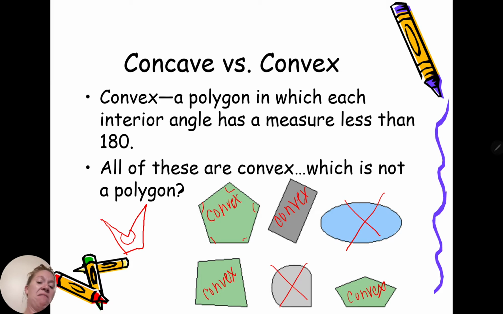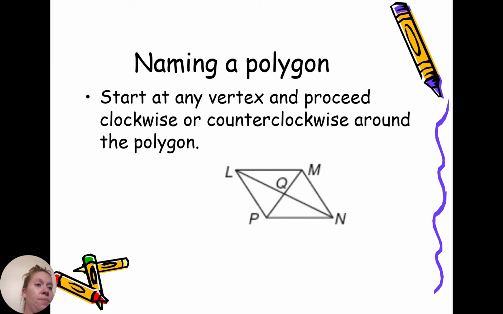Looks like, I don't know, let's say 300 degrees. That is not less than 180 degrees. So this is concave. I like to think of it as like you're caving in, right? So the concave, caved in, bigger than 180 degrees. Convex, most of the ones we're going to be talking about in this class. So convex is the most common when we're talking polygons. All right, let's move on.